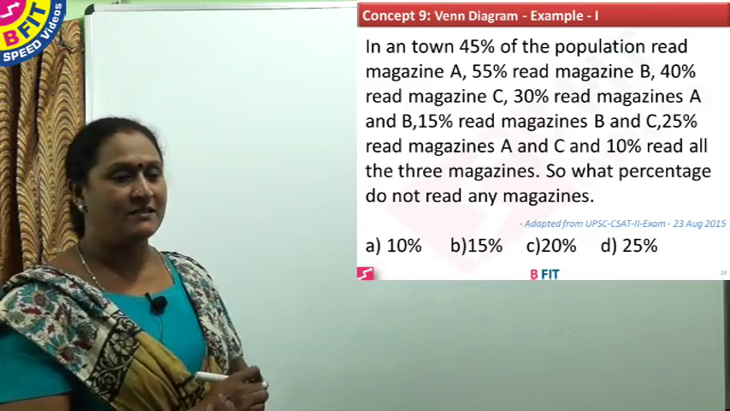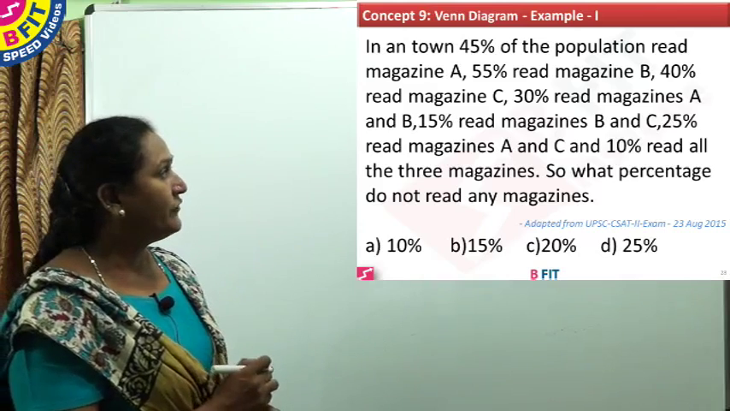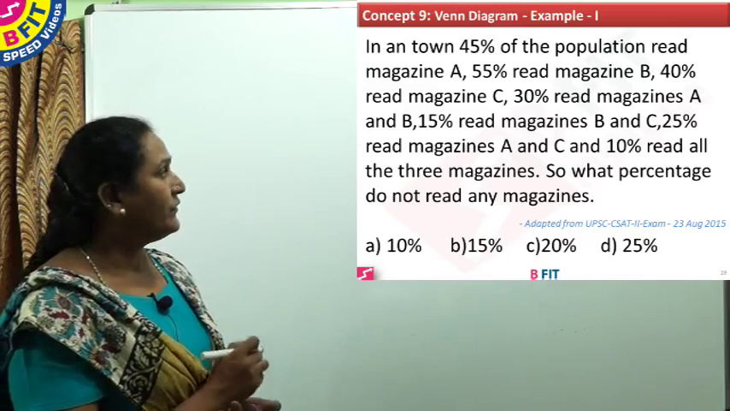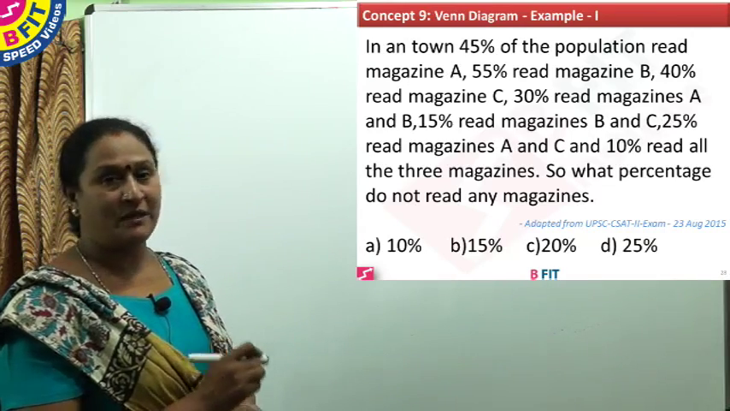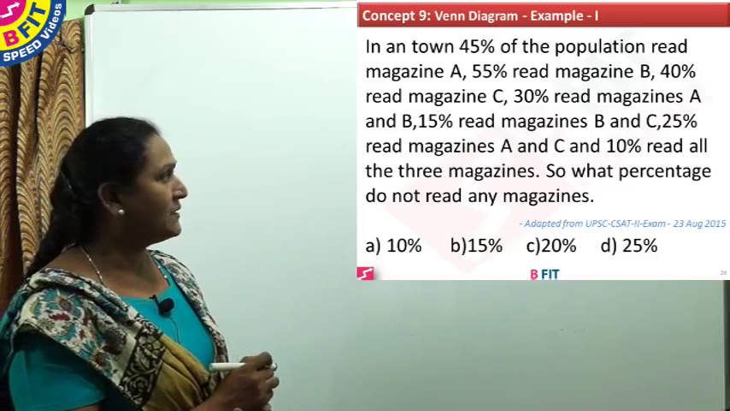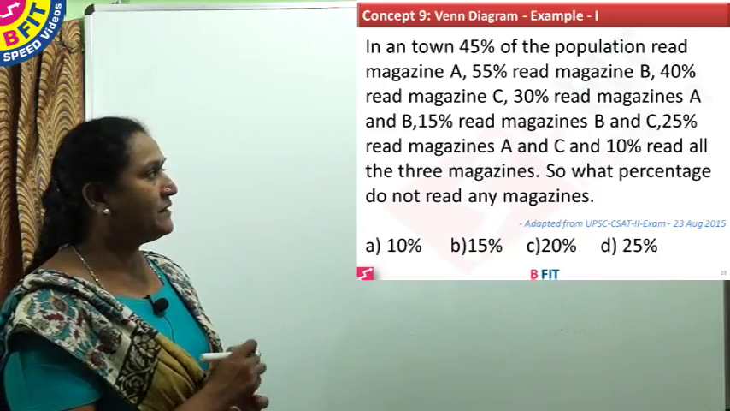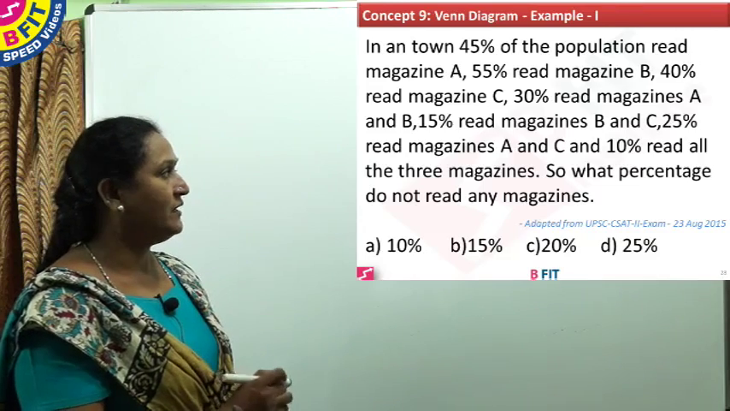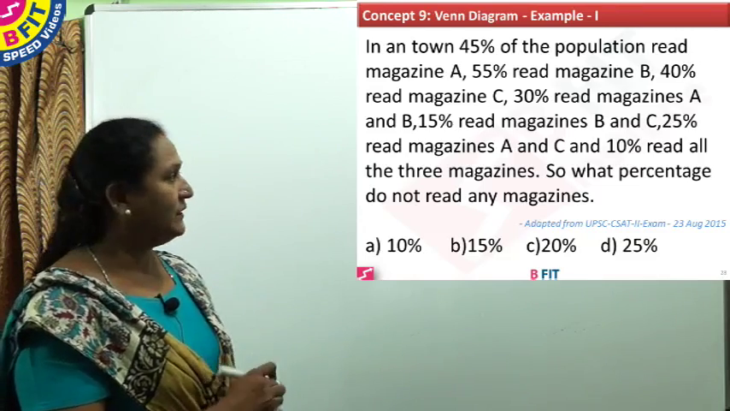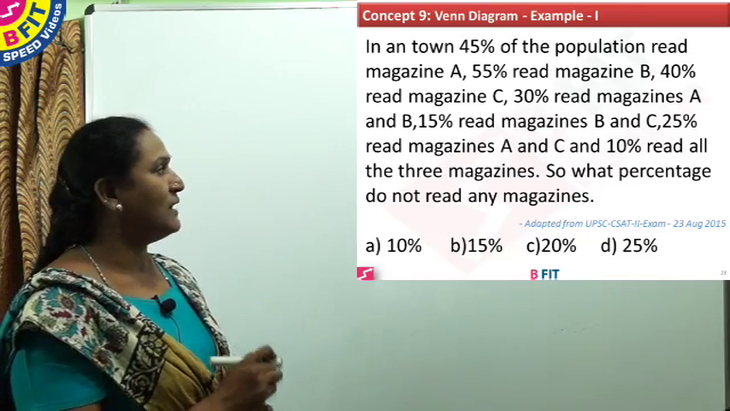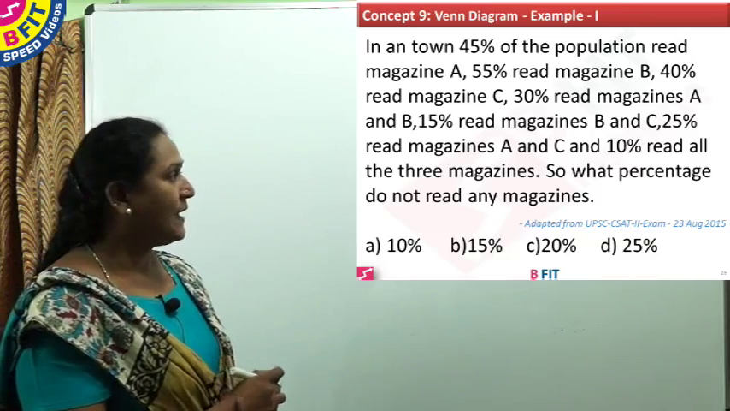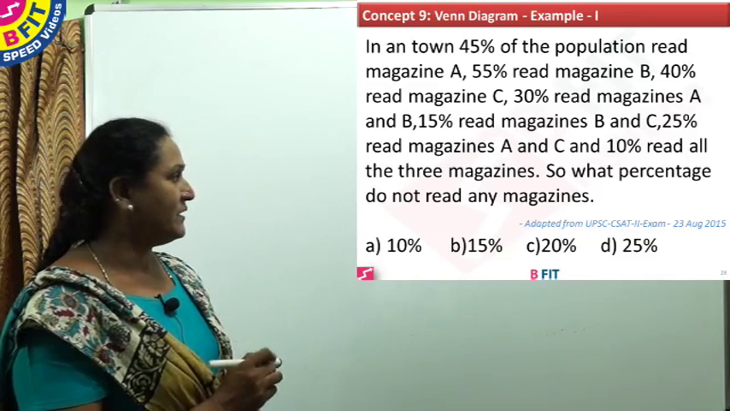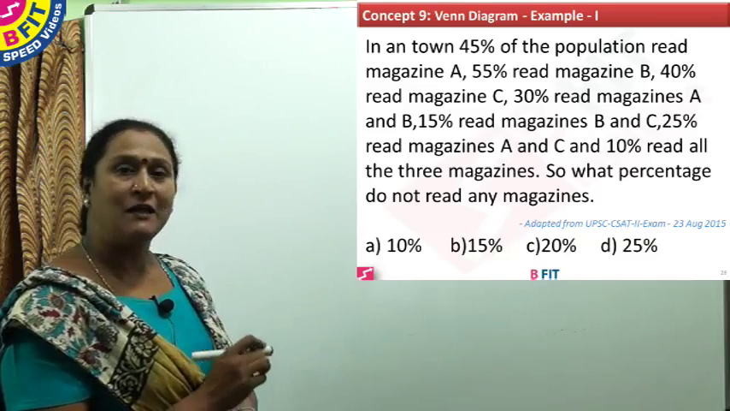So the question is, in a town 45% of the population read magazine A, 55% read magazine B, 40% read magazine C, 30% read magazines A and B, 15% read magazines B and C, 25% read magazines A and C, and 10% read all the 3 magazines. So what percentage do not read any magazine?